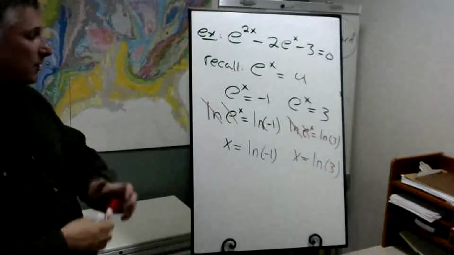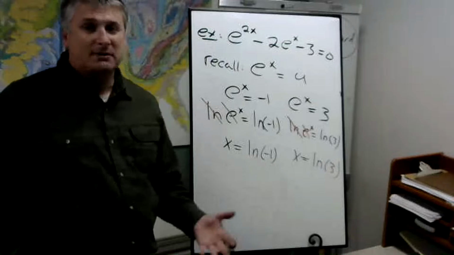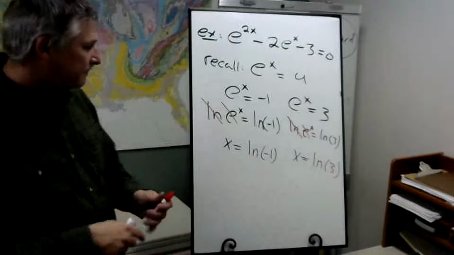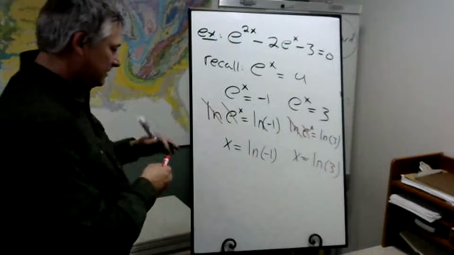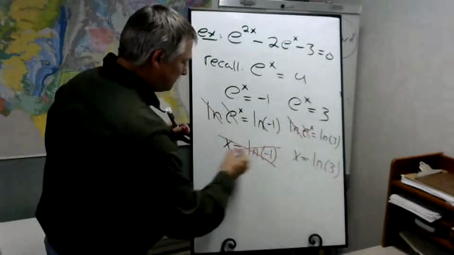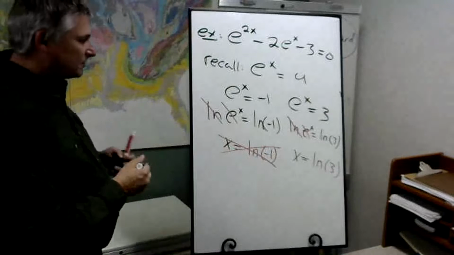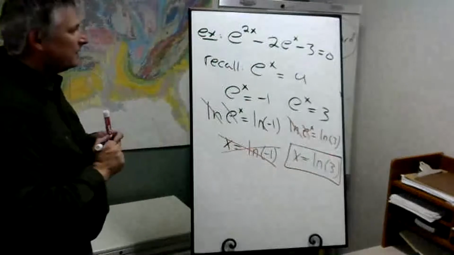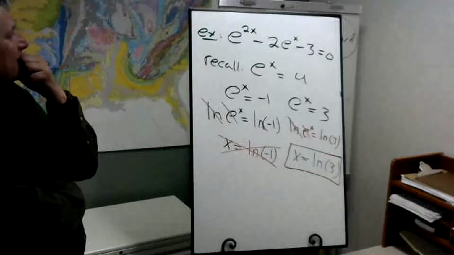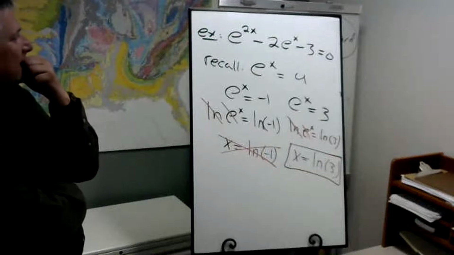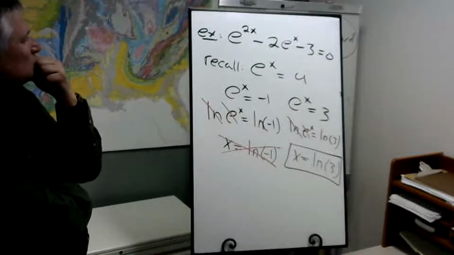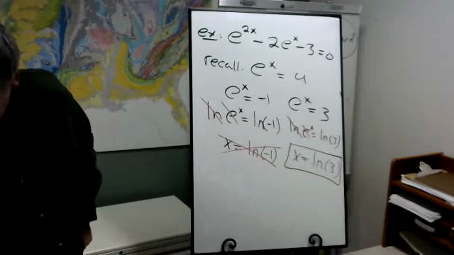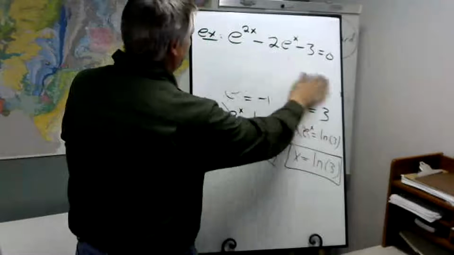Now there's a problem though. We can't take the natural log of a negative number. So that means this is not possible. And so the only answer we have would be x is natural log 3. And just giving it a quick gander here, that is, well, let's check it. Make sure this works.